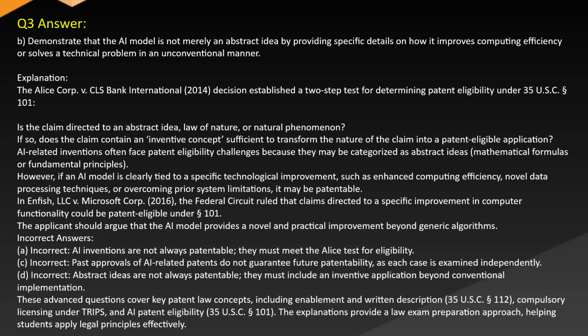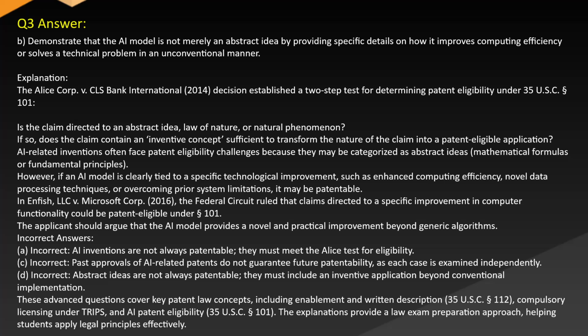Answer. B. Demonstrate that the AI model is not merely an abstract idea by providing specific details on how it improves computing efficiency or solves a technical problem in an unconventional manner. Explanation. The Alice Corp. v. CLS Bank International 2014 decision established a two-step test for determining patent eligibility under 35 U.S.C. § 101. Is the claim directed to an abstract idea, law of nature, or natural phenomenon? If so, does the claim contain an inventive concept sufficient to transform the nature of the claim into a patent-eligible application?